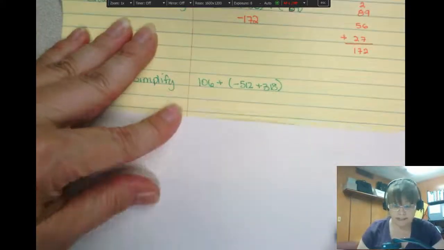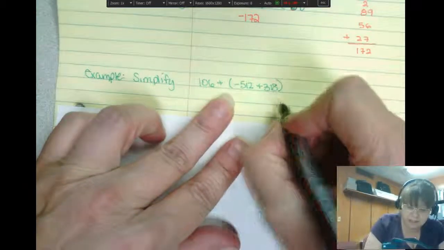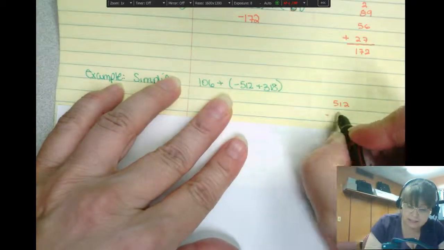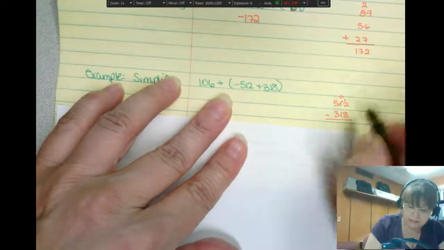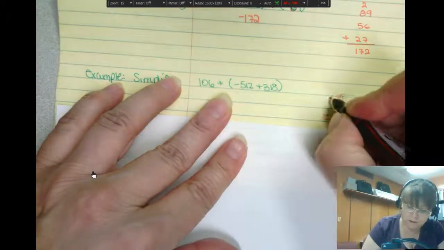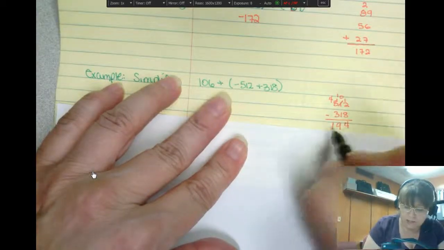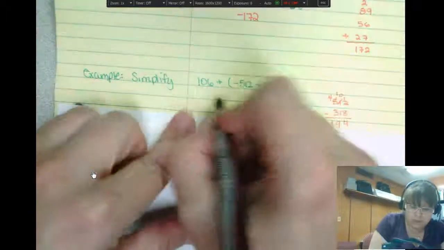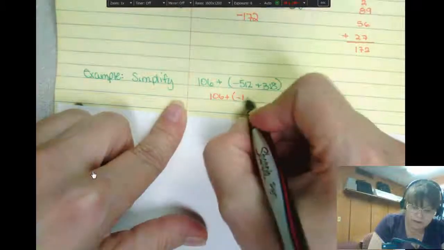And one last one to try out. We do the parentheses first. So off to the side, I'm going to say 512 minus 318. They are opposite signs, so I'm going to do the subtraction. 12 minus 8 is 4. I have to borrow from the 5. 10 minus 1 is 9. So 194, but the 512 was the negative. So my new problem is 106 plus a negative 194.